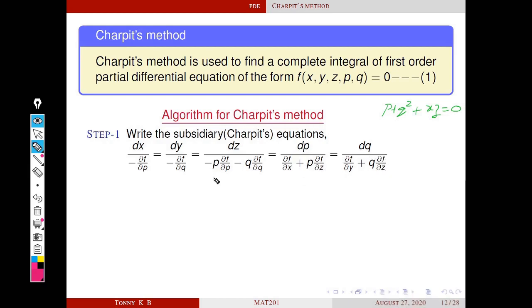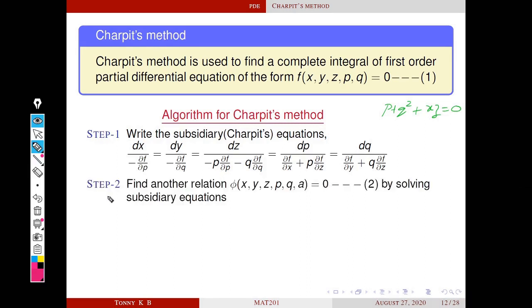In some textbooks, you may find that Charpit's equations are multiplied with minus 1. That is, instead of this minus partial df by dp, this becomes partial df by dp. Similarly, all other terms. However, the final complete integral remains the same.